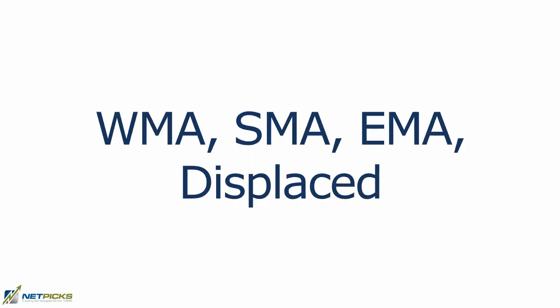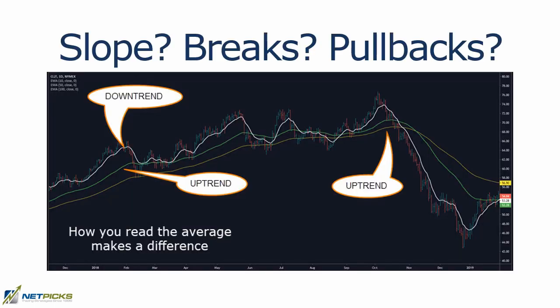And there are other averages to consider. We've got the WMA, SMA, EMA, displaced moving averages. But if you're going to use it, when you use it, you've got to also know how you're going to read it. So are you going to use the slope of the average for your direction? Do you need price to break through the moving average? Is a breakout pullback to the average something that you need?